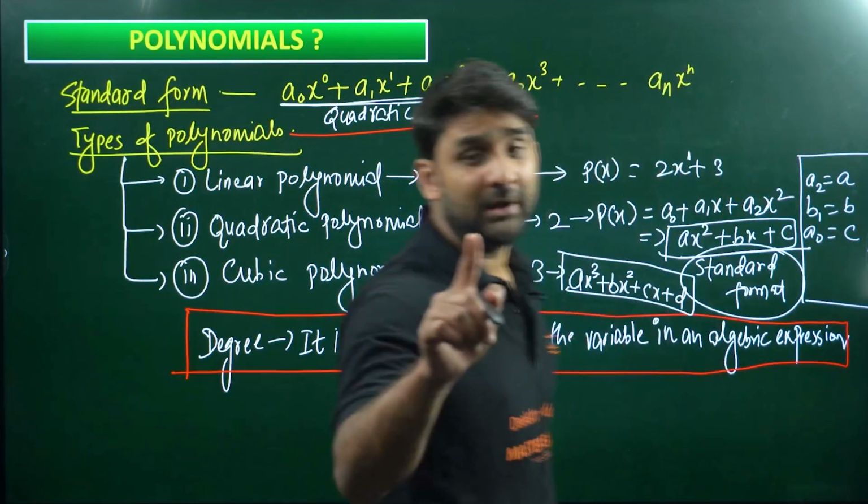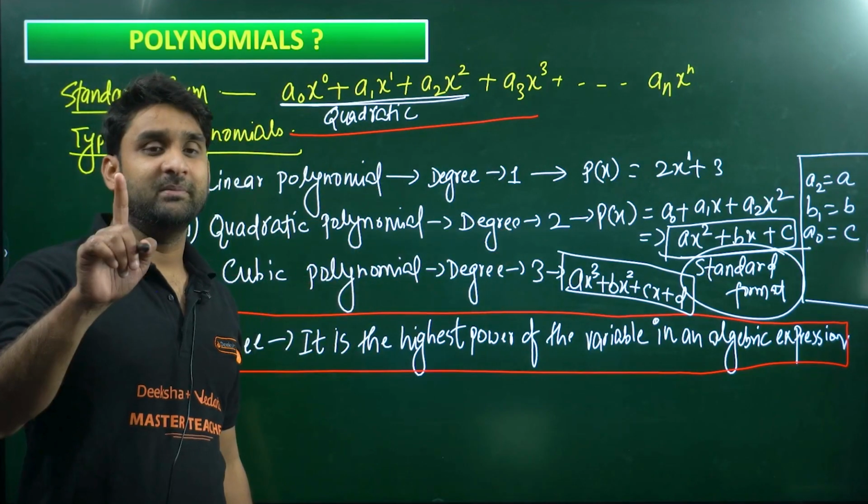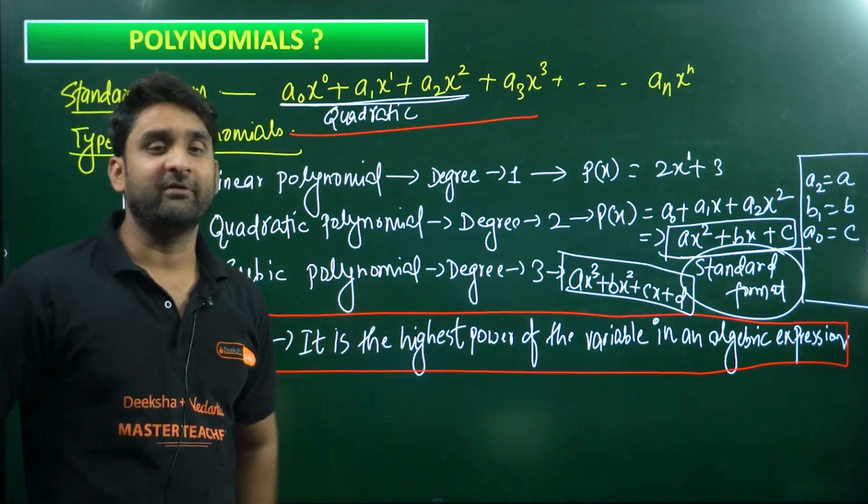So for a linear polynomial, the highest power will be 1. For a quadratic polynomial, the highest power will be 2. For a cubic polynomial, the highest power will be 3.